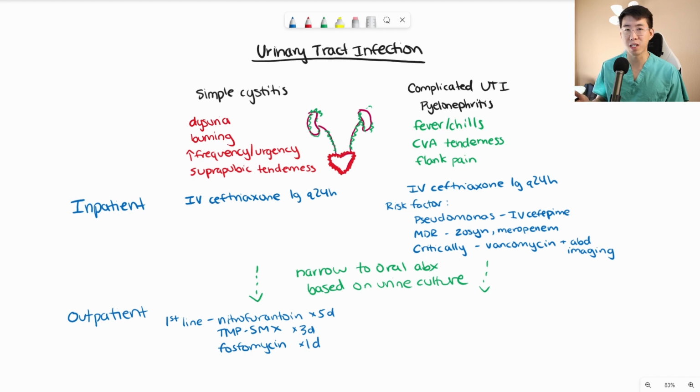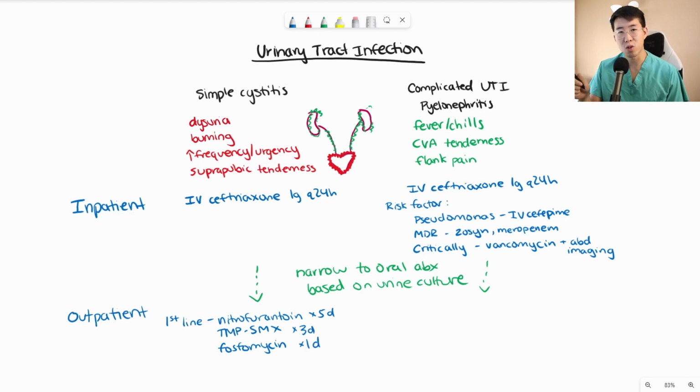So sometimes we're a little bit cautious in really frail elderly patients, particularly in patients with GFR less than 30, it should be avoided. There's also something that the boards really likes to test on, and that's that nitrofurantoin can cause a pulmonary fibrosis kind of picture over long-term use. And so that's just something interesting to know.